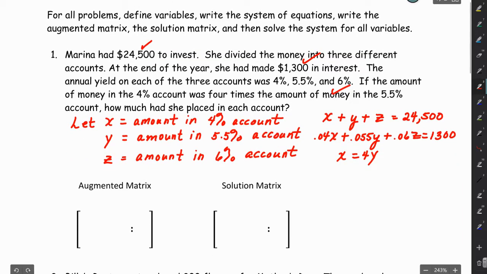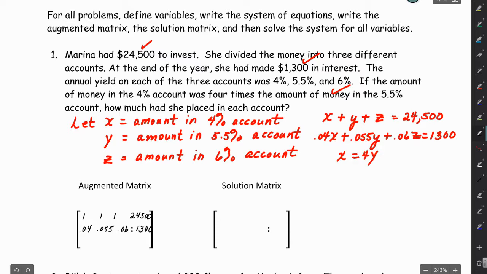Now I'm going to put those equations into my augmented matrix. The first equation is in standard form. The coefficients are all 1s. And to the right of this equal sign, it's 24,500. The second equation is also in standard form. So I'm just going to write down all my coefficients. And the value to the right of the equal sign is 1,300.